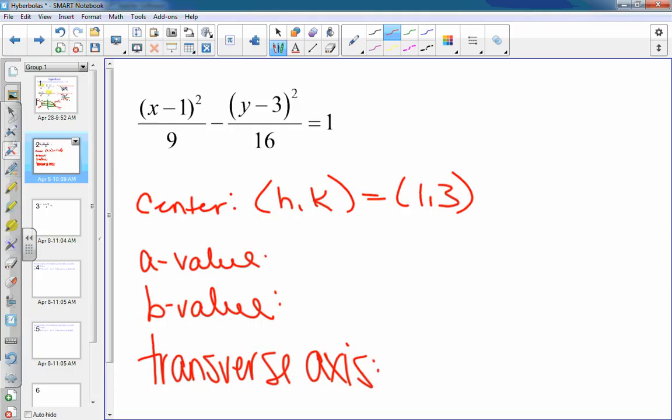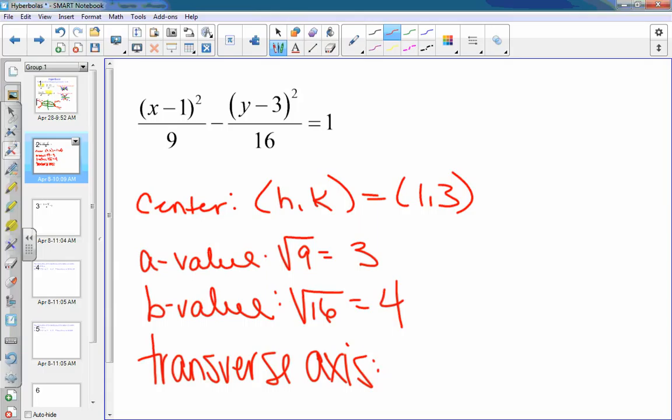Y'all good? My A and my B values never, ever change. Do we get that? A is always underneath the first fraction. B is always underneath the second fraction. Okay? So my A value is going to be the square root of 9, which is going to be 3. My B value is the square root of 16, which is going to be 4. Y'all good?